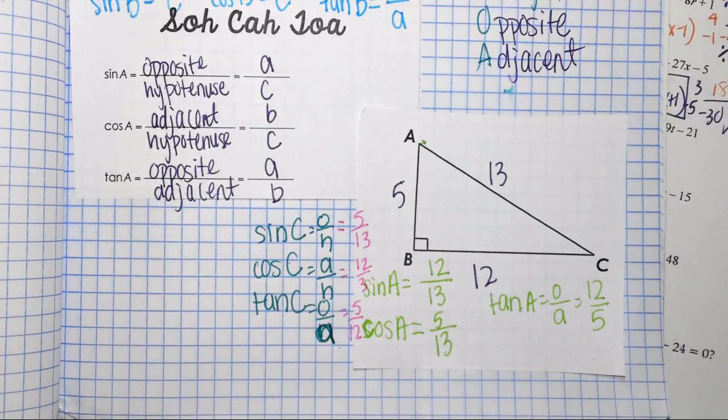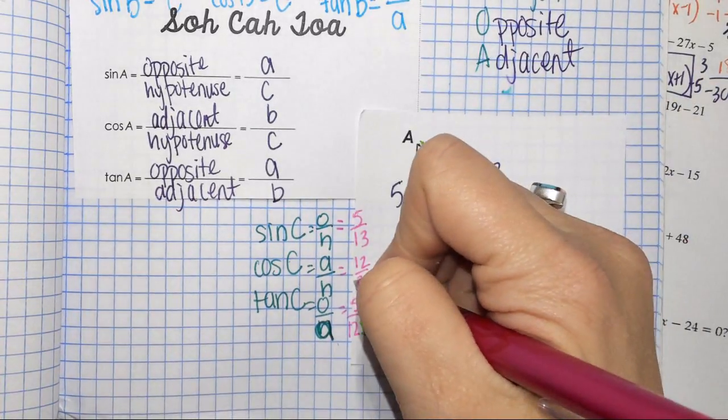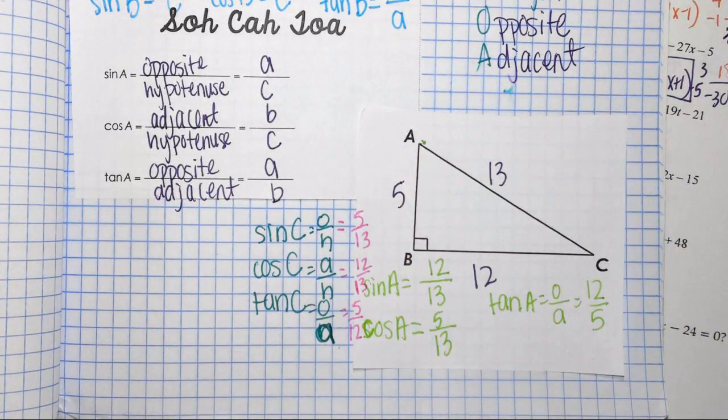All right, I got 5/13 for sine. I got 12/13 for cosine, and 5/12 for tangent. What did y'all get? How many of us got it right? Take a point if 2 people at the table got it right.